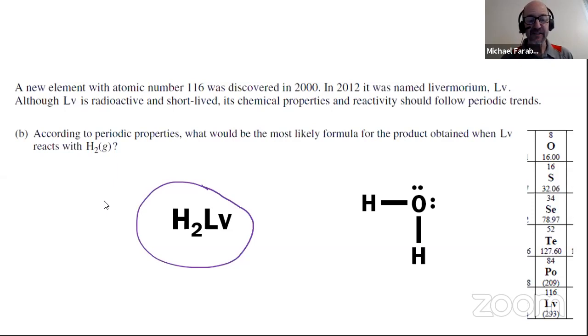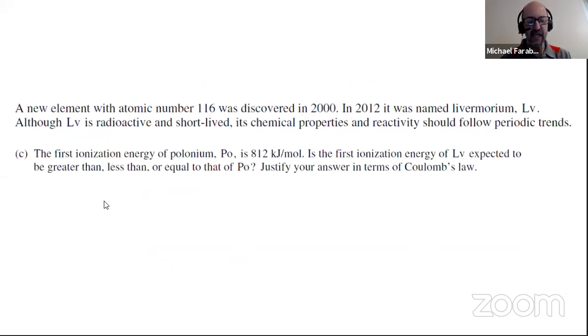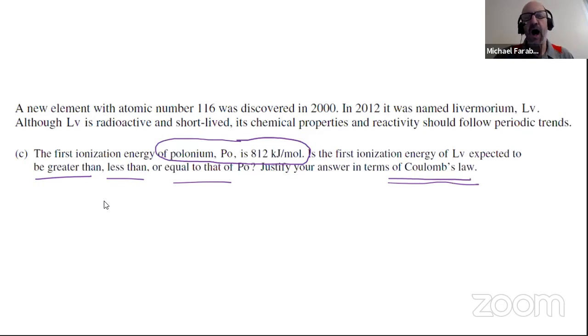All right, part C is also related to periodicity and periodic trends. We are given that the first ionization energy of polonium is 812 kilojoules per mole, and we have to compare that number with the first ionization energy of Livermorium, whether it's greater than, less than, or equal to, and justify our answer in terms of Coulomb's law. So you cannot say something like ionization energy decreases as you go from top to bottom down a group. That is a trend, but that's not using Coulomb's law.